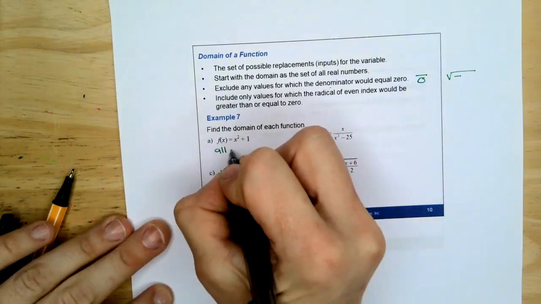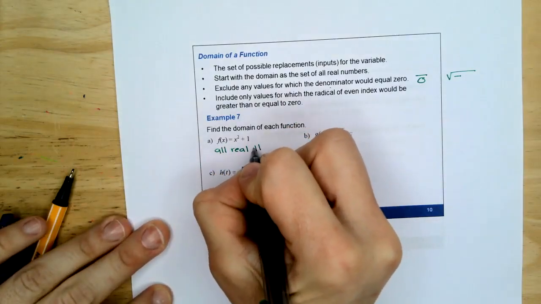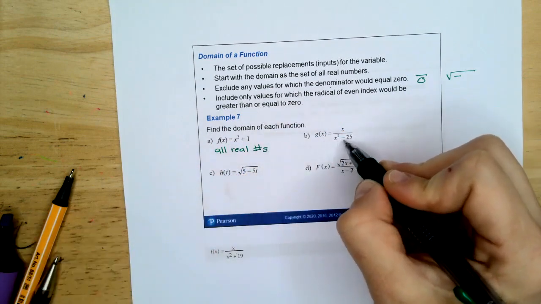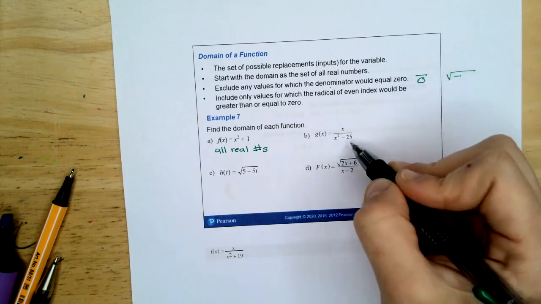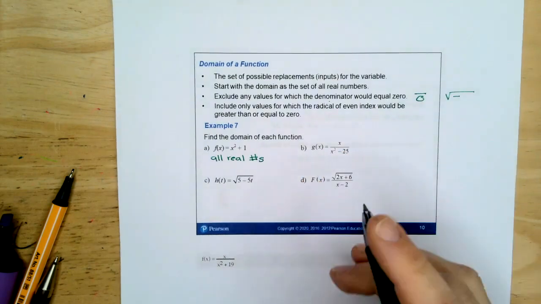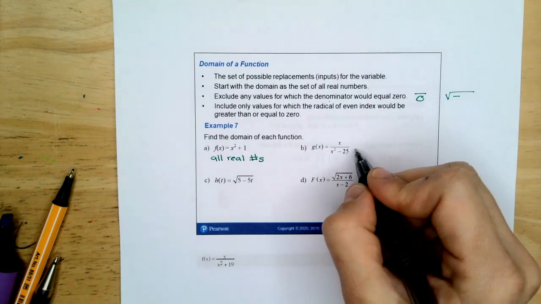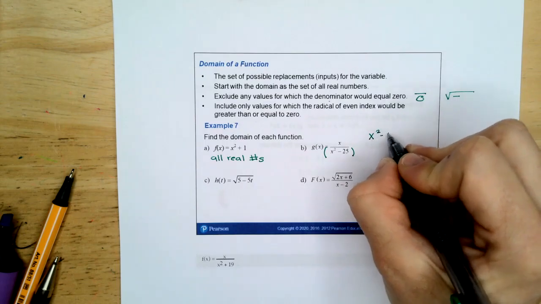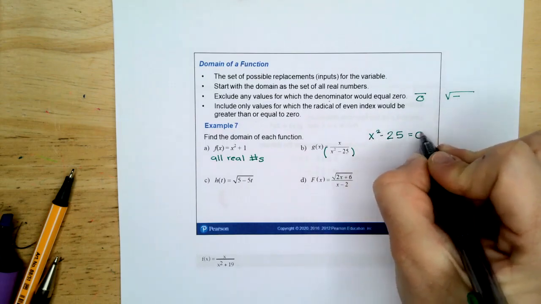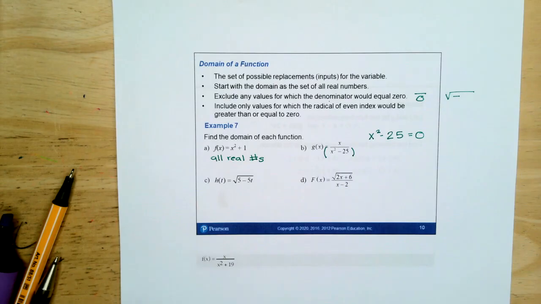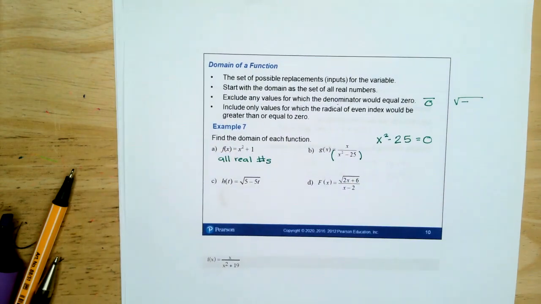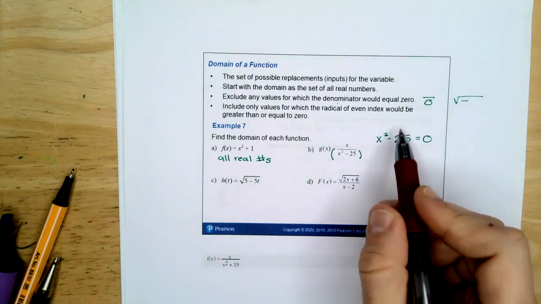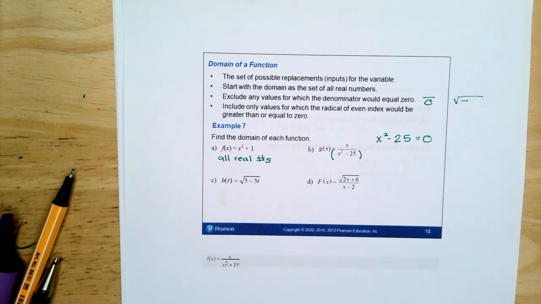Domain is all real numbers, okay? B, we have a number under the denominator. You get those confused. It's not under the radical, it's under the denominator. What you want to do when you have a number under the denominator is you take that number, x squared minus 25, and you set it equal to 0, and then you eliminate from your domain anything that, when you solve it for x, you eliminate those numbers from the domain, or that number.